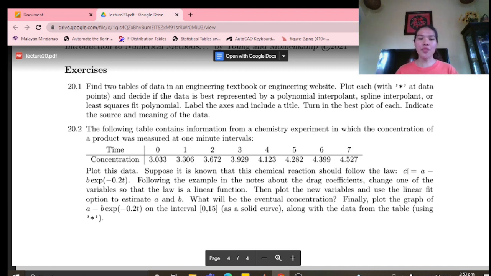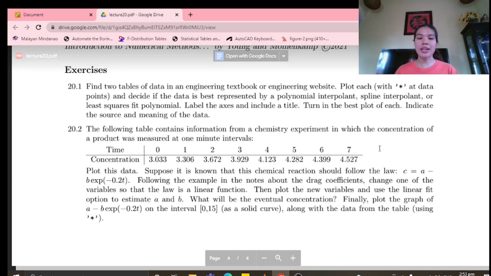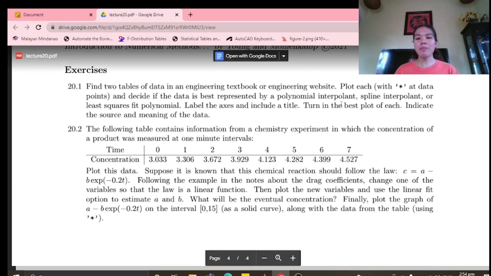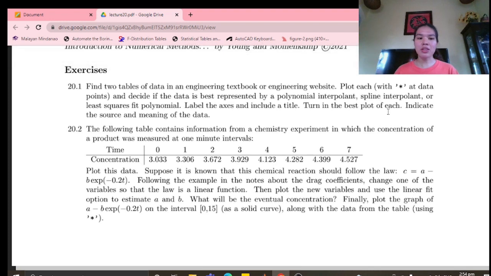So we are tasked to find two tables of data in an engineering textbook or website and plot each data with asterisks as data points, and decide which is best represented by either a polynomial interpolant, a spline interpolant, or a least square fit polynomial. And we're going to label the axis and the title.